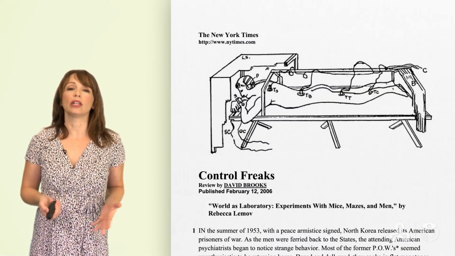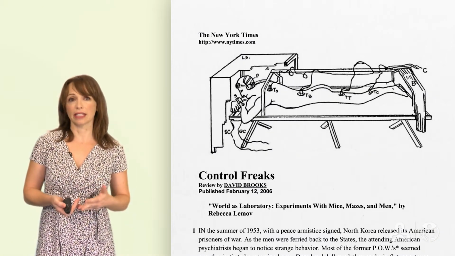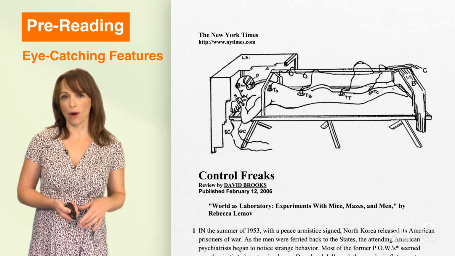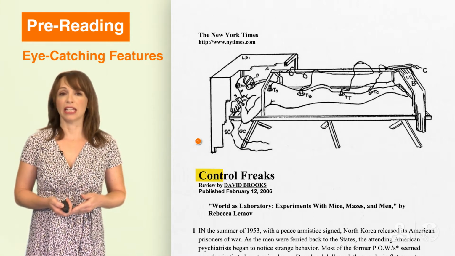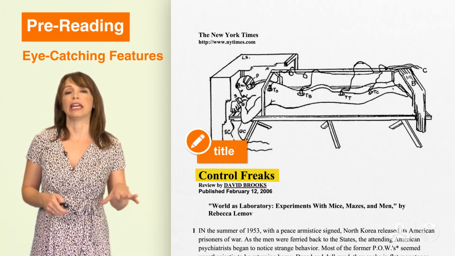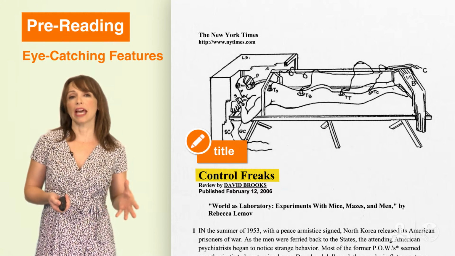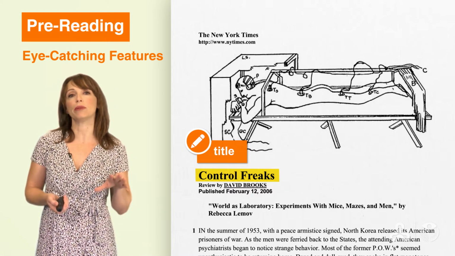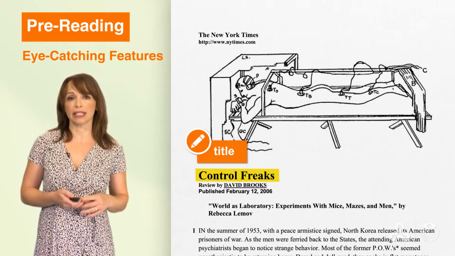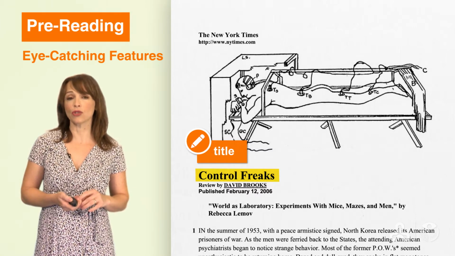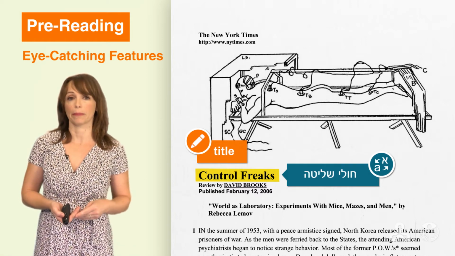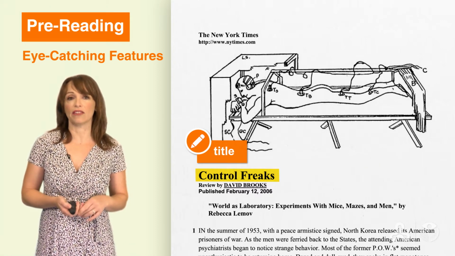Okay, so now we're going to begin looking at the first part of the text. And we're looking at the eye-catching features. Of course, the most important part of the eye-catching features is the title. Now, you're usually used to seeing the title in bigger writing. In this case, the title is actually a little bit smaller and it appears underneath the picture. The title says Control Freaks. This is the title of our text. And Control Freaks means, in Hebrew, sometimes I think you even use it, cholei shlita. So this is the topic and the title of our text.